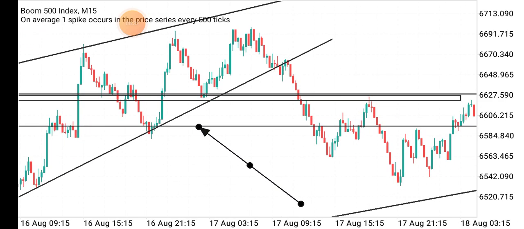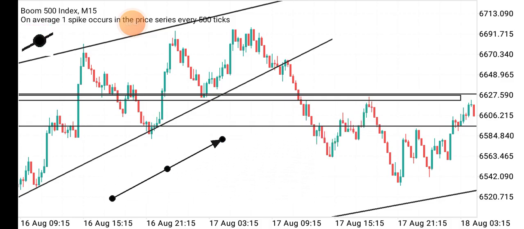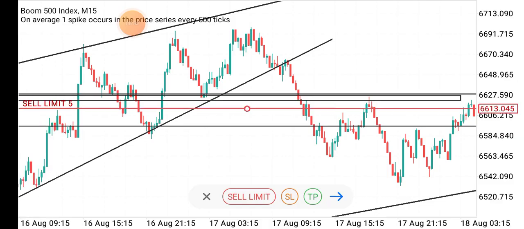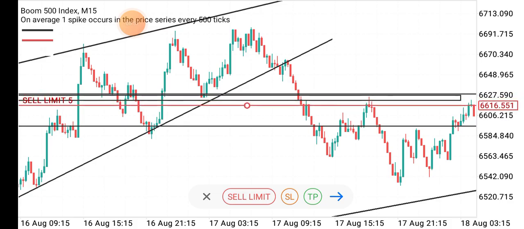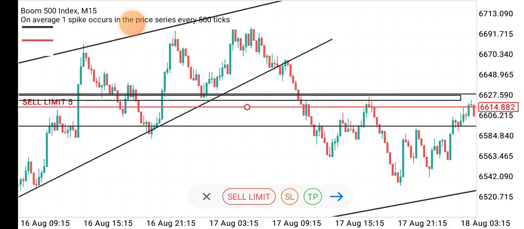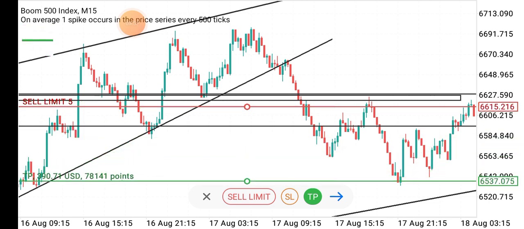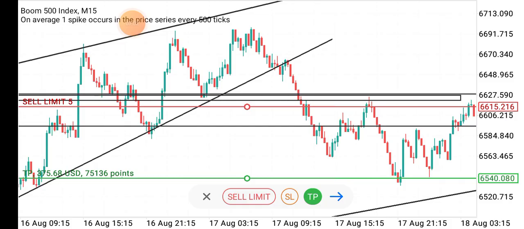Then I took an entry at this point. I think I used a lot size of 5.0, and I made some good profit, guys. Let me just show you how much I made. I entered the trade on getting to this zone, and after this bearish candlestick, the profit target was this zone here. This was about $375, guys. You can see $375, and I closed the trade nicely.